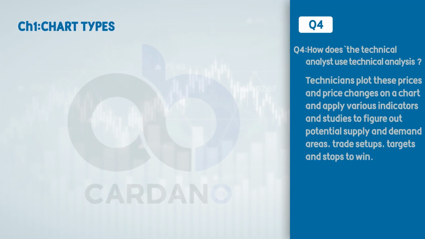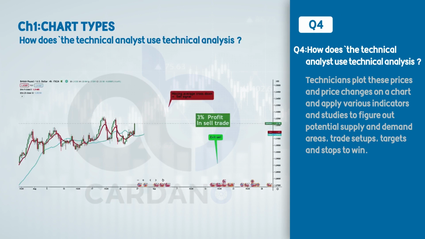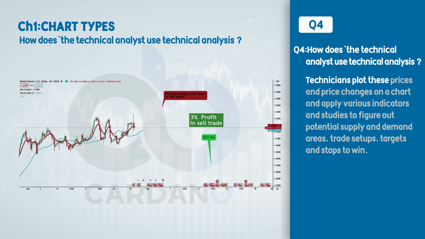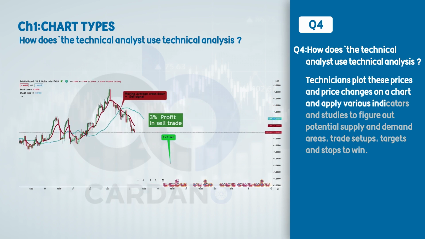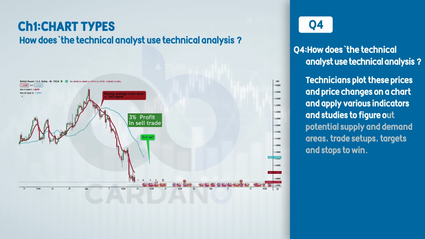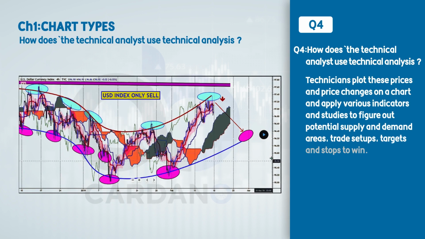The fourth question is, how does the technical analyst use technical analysis? The answer is, technicians plot these prices and price changes on a chart and apply various indicators and studies to figure out potential supply and demand areas, trade setups, targets, and stops to win.